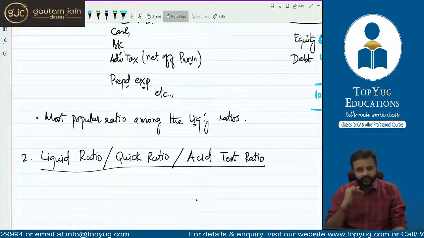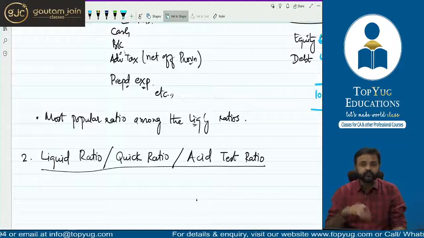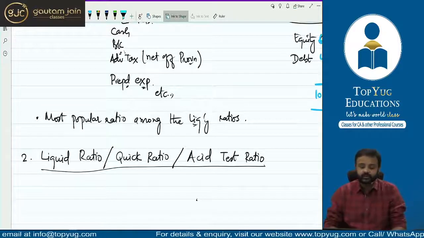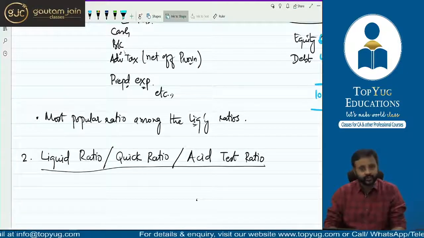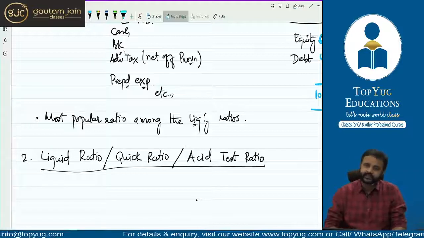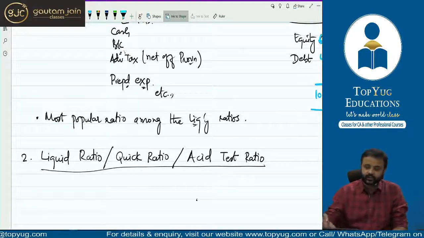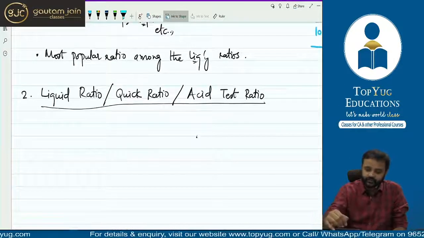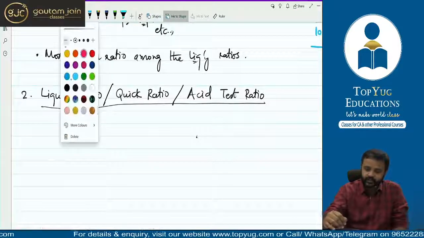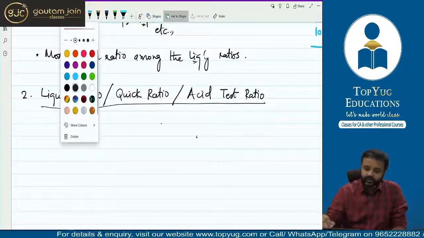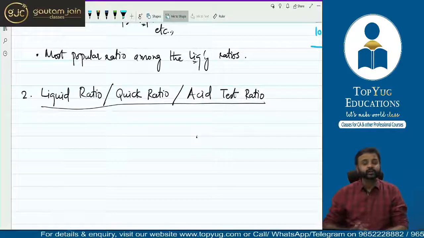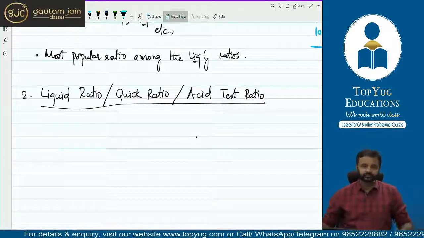So this much we have discussed earlier, and now we have to continue with the liquid ratio, which is also called the quick ratio or acid test ratio. So let us continue with this ratio now. Let us talk about this particular ratio: liquid ratio, quick ratio, or the acid test ratio.